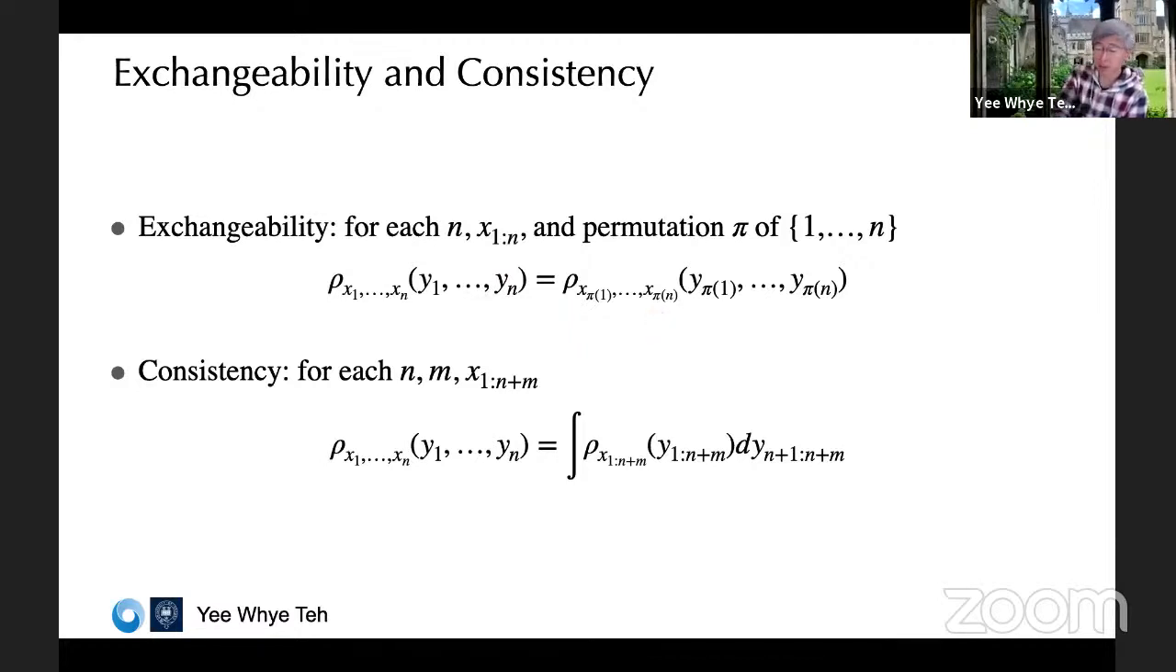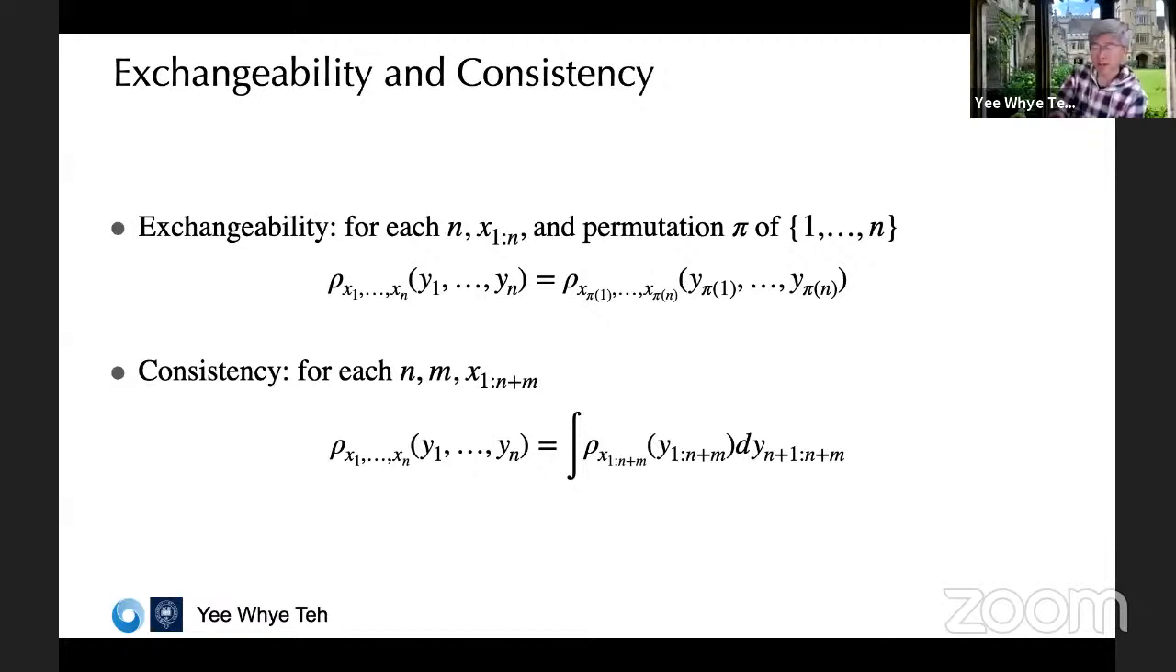The way to think about this is that we have two joint distributions, rho x1 to xn, and another joint distribution, rho x pi 1 to x pi n, and they should be consistent with each other. They should, in fact, be the same distribution. So this is called exchangeability.